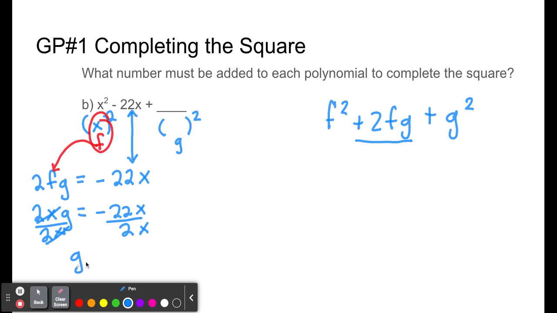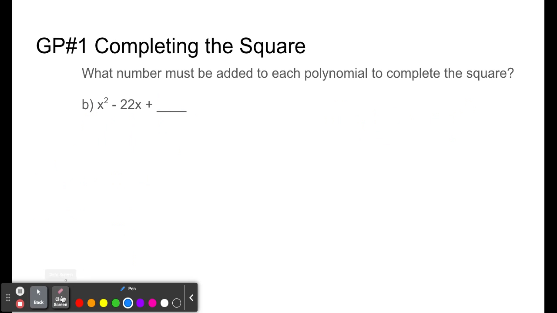and g is equal to negative 11. So negative 11 squared is what will fill in this blank. So we fill in this blank with 121. All right, let's look at another one.